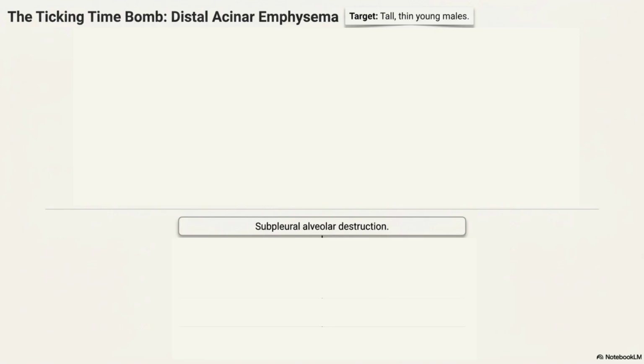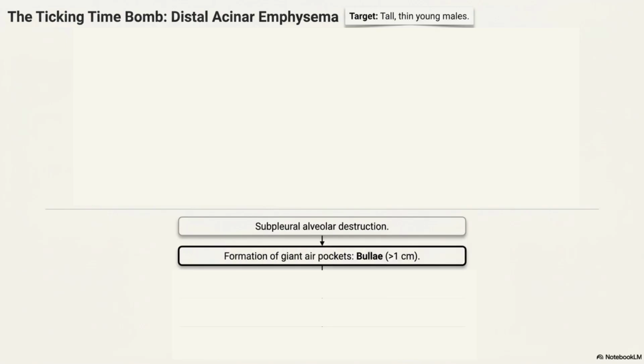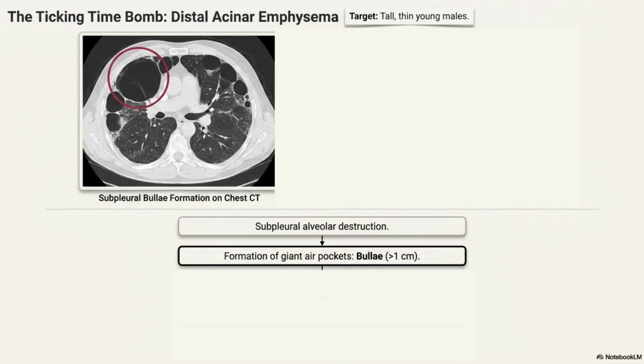Moving on to our third subtype, the ticking time bomb or distal acinar emphysema. The typical clinical target here is tall, thin, young males. It begins with subpleural alveolar destruction, leading to the formation of giant air pockets called bullae, which are anything greater than 1 cm. You can see this subpleural bullae formation clearly on the chest CT.